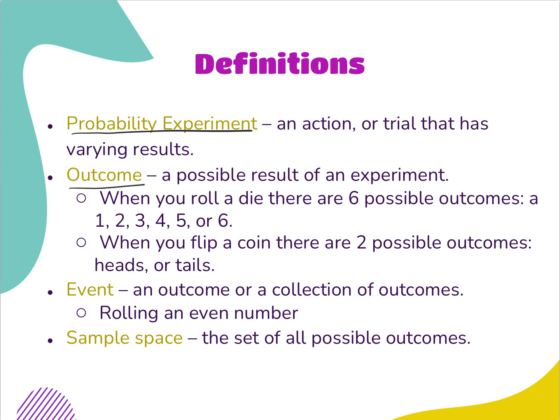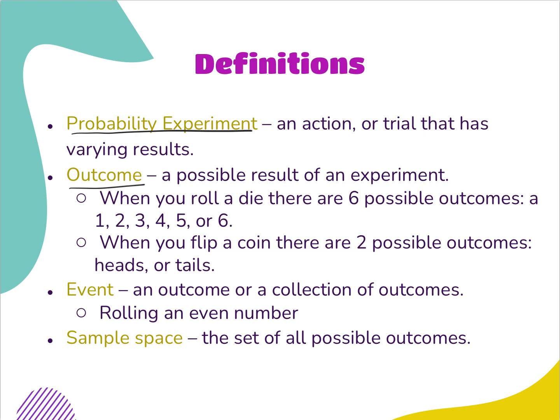The outcome is the possible result of an experiment. So for example, if you roll a die, there's 6 possible outcomes. You could get a 1, a 2, a 3, a 4, a 5, or a 6 in that roll. So you have varying outcomes that are possible. When you flip a coin, you have 2 possible outcomes. You can either get a heads or a tails.